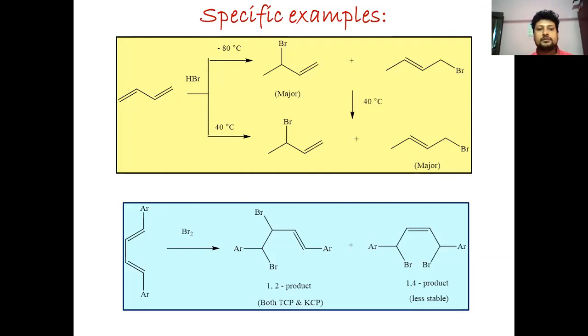Coming to another example, here we have a substituted butadiene, with addition of bromine. So first is the 1,2 addition and the second one is the 1,4 addition. But since in the first case one of the double bonds is in conjugation with the aromatic ring, it is obviously stable. So whether it is the lower temperature or the higher temperature, your 1,2 product is the major product. That is, both TCP and KCP are the same product, while the 1,4 product is less stable. Clear? That means it is not always correct to say the 1,4 addition product is more stable.